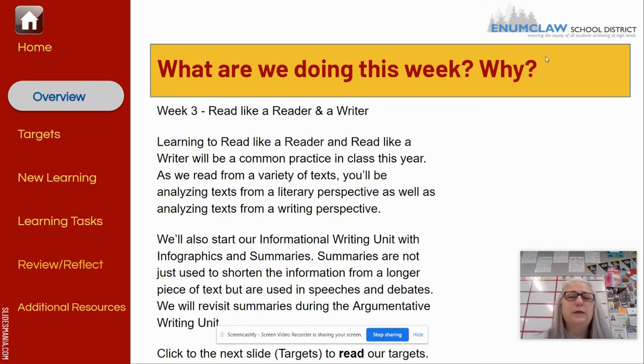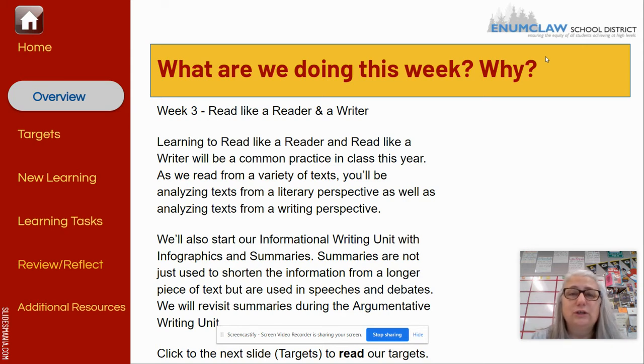Well, we're going to be practicing some more, learning to read like a reader and reading like a writer, which is going to become a really common practice in our class. Whenever we look at a text, we're going to be looking at it in these two ways. As a reader, using literary aspects, all those literary terms we've learned: theme, characterization, symbolism, main ideas, key details, all those things. And then when we look at it as a writer, we're going to be looking at it in terms of how the information has been organized.